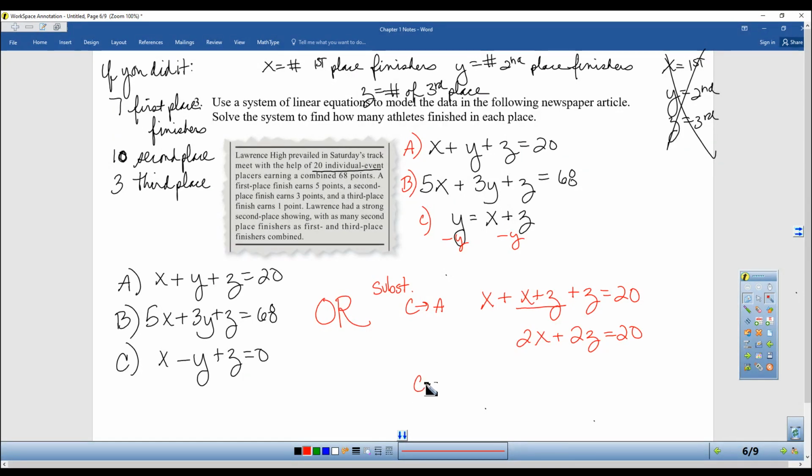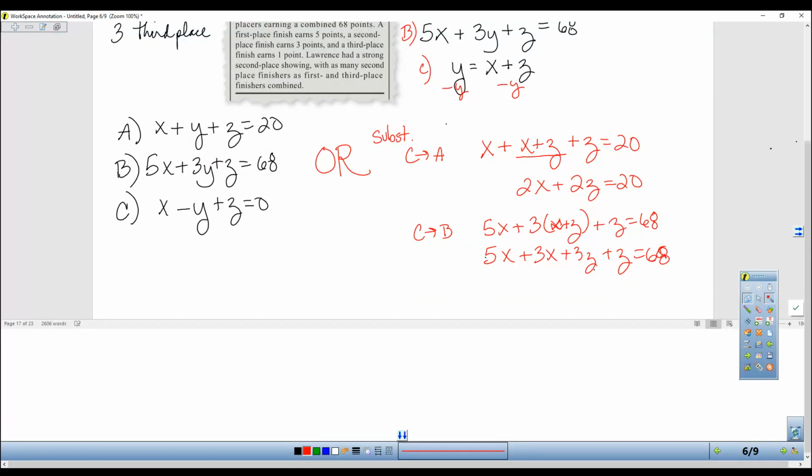And then you could put C into B. So you have 5X plus 3, and instead of Y, I can put in X plus Z is equal to 68. That gives me 5X plus 3X plus 3Z plus Z is equal to 68, which gives me 8X plus 4Z is equal to 68. And now I have equation D and I have equation E. That's one choice, and you can finish it from there.